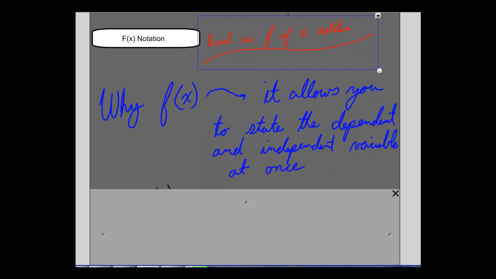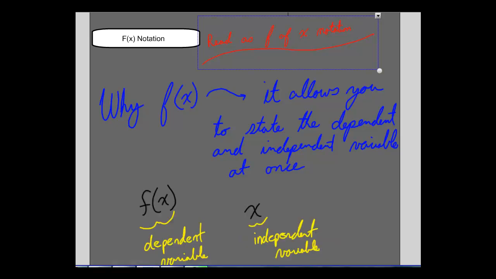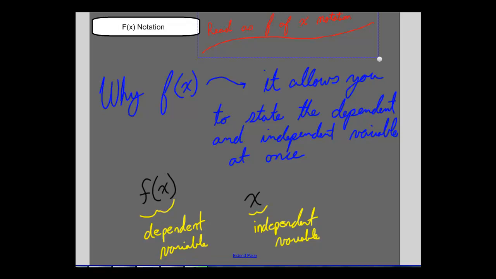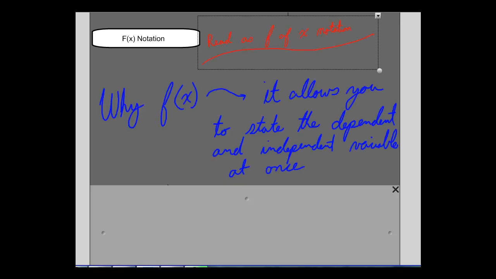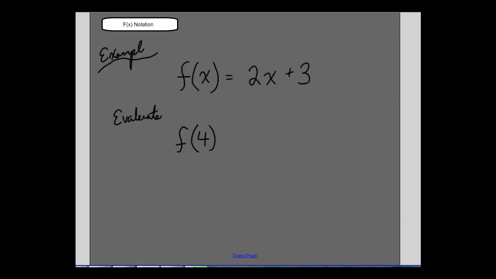So you might ask, why this new notation? Well, simply put, it allows you to state the dependent and independent variable at once. So we can see that this f of x, this whole term, is my dependent variable. And what's inside this parentheses, that's my independent variable. I think the easiest way to see this is to actually look at an example problem. So let's look at this example problem.